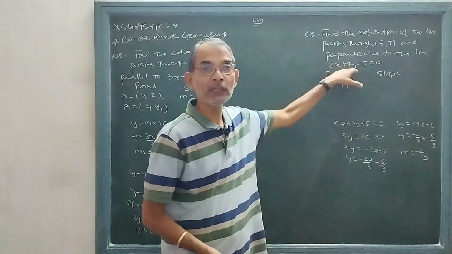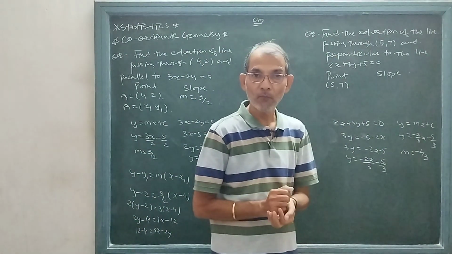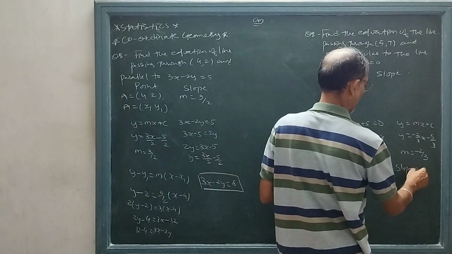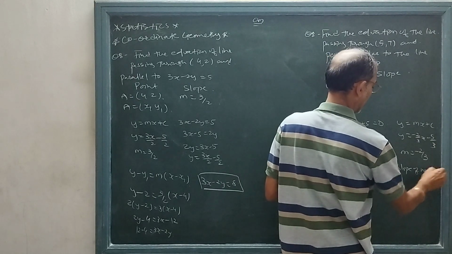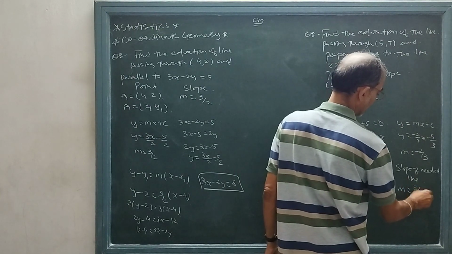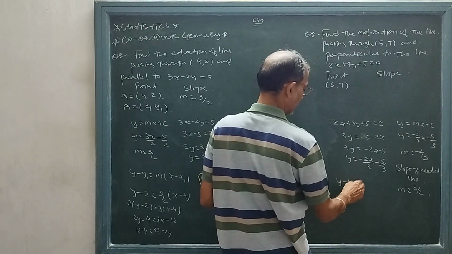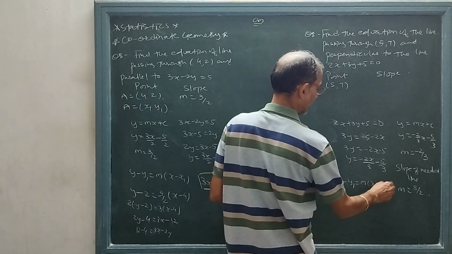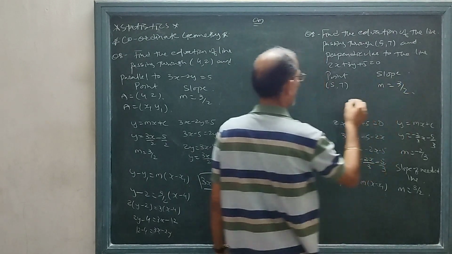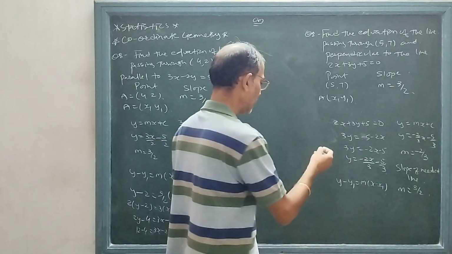But this line is perpendicular to the line which is to be found. So the slope of the needed line will be, the sign will be changed and it will be inverted. Now the formula is y minus y1 is equal to m times x minus x1. The slope we found is 3 by 2 and for the point, x1 is 5, y1 is 7.